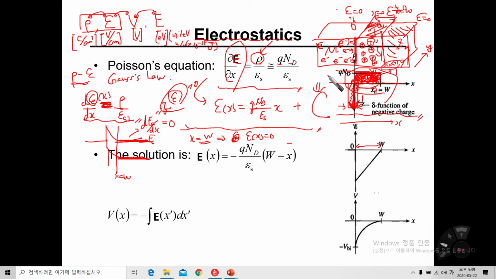So we can use this boundary condition: when x is W, E of x is 0. Plug in W here, and the total value is 0. Then C is minus Q nd over epsilon s times W. Then plug it back into the original equation, and you get this solution.